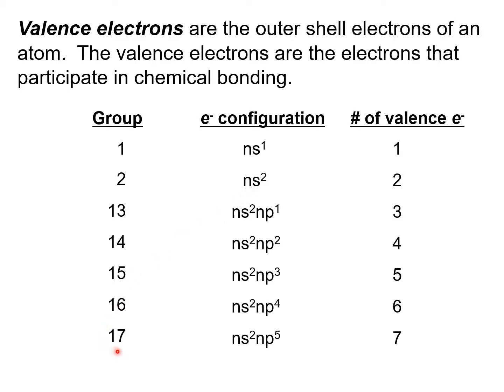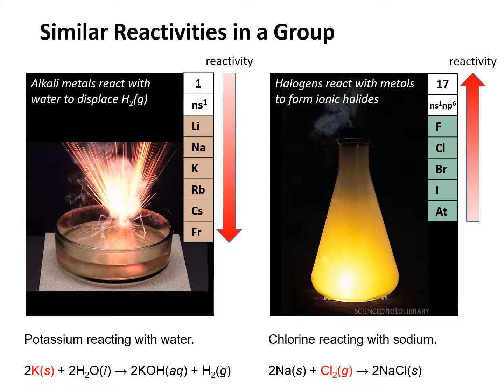Moving down to group 17, we see that the 7 valence electrons in group 17 elements take the form ns2 np5. So there are 2 electrons in the s orbital and 5 electrons in the p orbitals, where again n represents the period number. In summary, atomic orbitals fill in order of increasing energy, which leads to valence electron configurations that recur periodically. And this leads to chemical properties that also recur periodically.